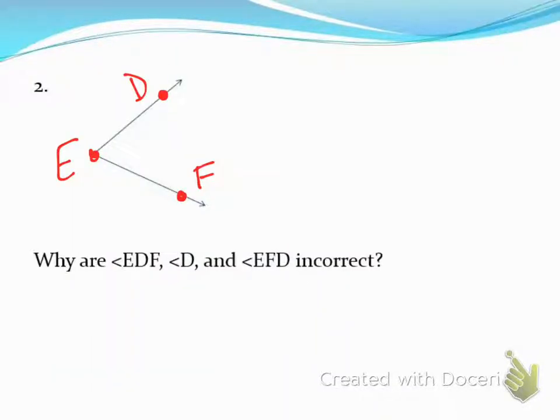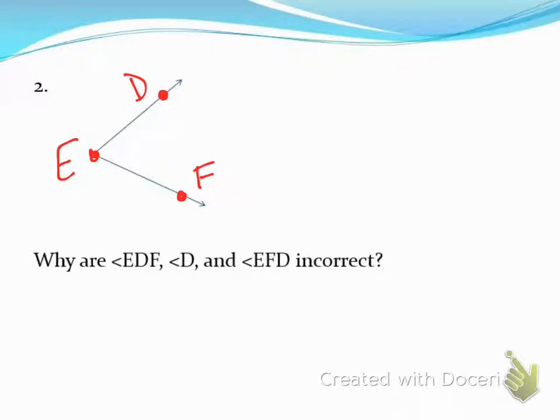So the question is, why are angle EDF, angle D, and angle EFD all incorrect for naming this angle? Connor, what do you think? I'm looking at it right. They switched around the middle. So they switched around E and D. D should be at the front, and E should be in the middle. And at the end, F should be where E is. Okay, so they have the ordering wrong on all of them.